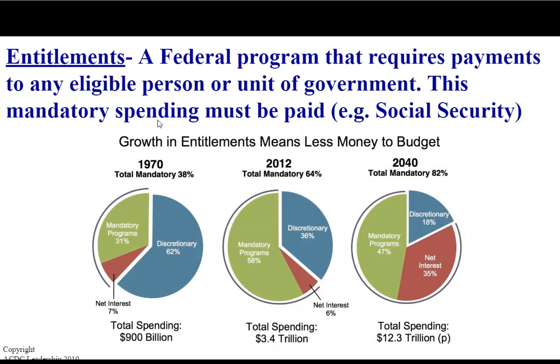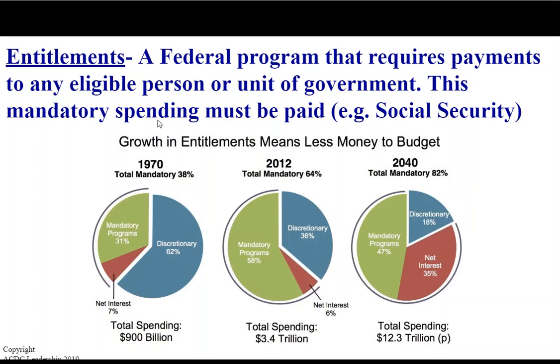We can see here on the chart, if we look over time, the concern we have is that the discretionary spending, which is the annual budget stuff, things that change over time, is getting smaller and smaller. The mandatory programs, the entitlement programs, are getting larger and larger. So we see in 2012, it was 58%. Discretionary spending was 36%. And the interest that we pay is 6%.